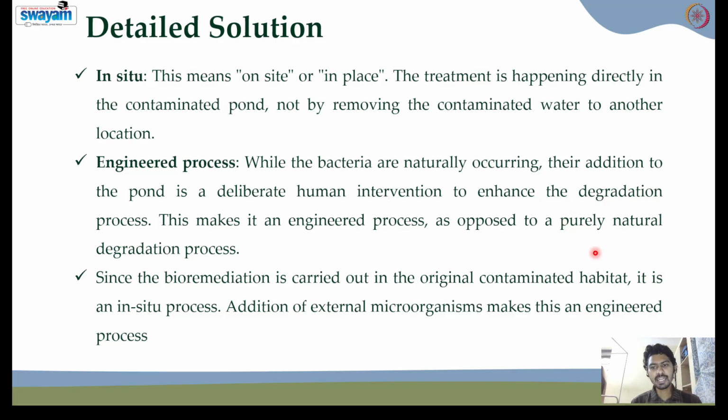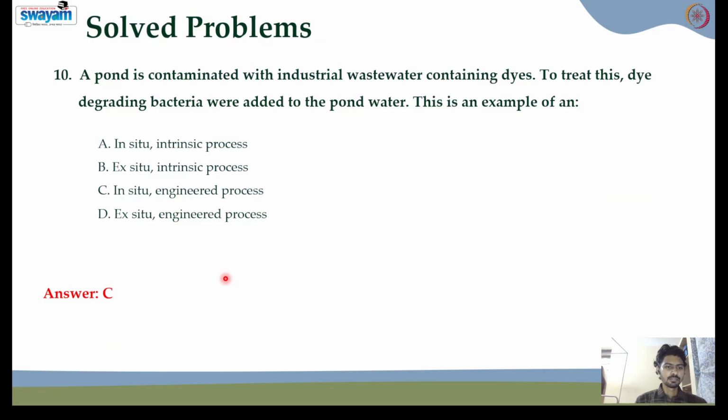If the question contained naturally occurring bacteria, then your answer would be in situ intrinsic. But here, scientists are aiming for particular degrading bacteria. That's why it is called an engineered process. Since the biodegradation is carried out in the original contaminated habitat, which is the pond, it is in situ. Additionally, we are adding a degrading bacteria too. That's why it is called an engineered process. So this is why the in situ engineered process is correct for this situation.